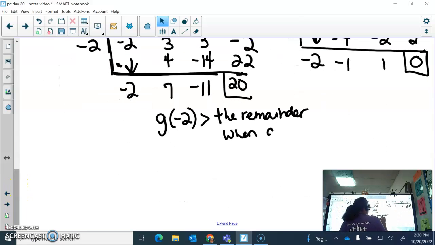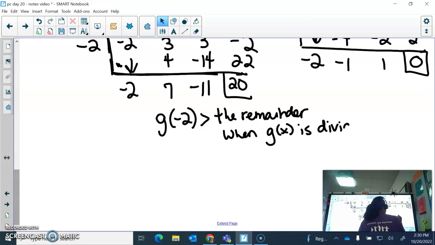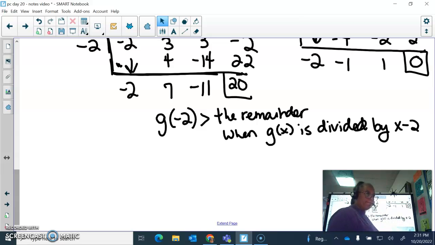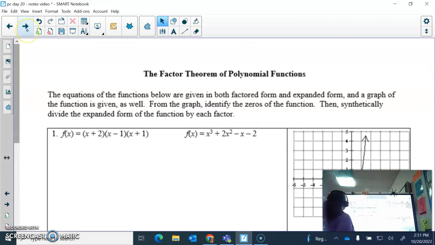When g of x is divided by x minus 2. Okay. Just trying to zoom through. Okay, so that was the remainder theorem. Now we're going to look at the factor theorem.